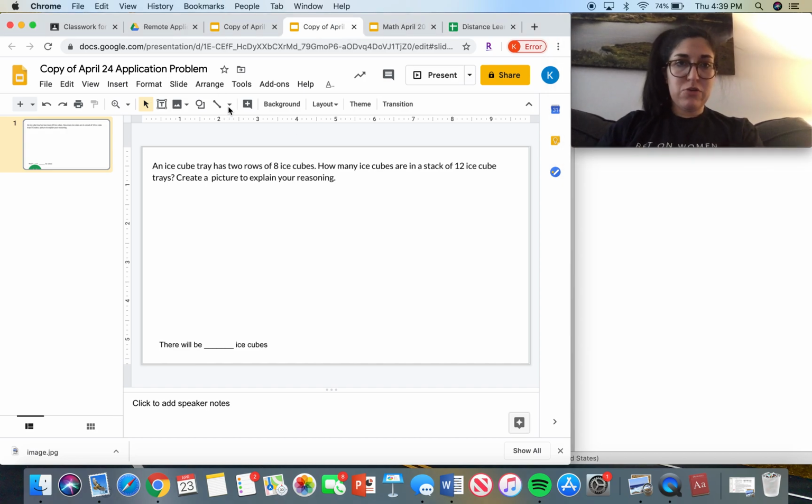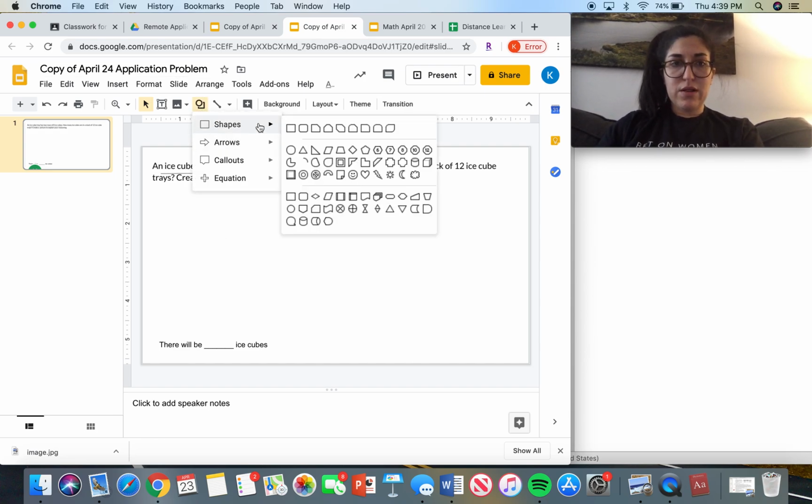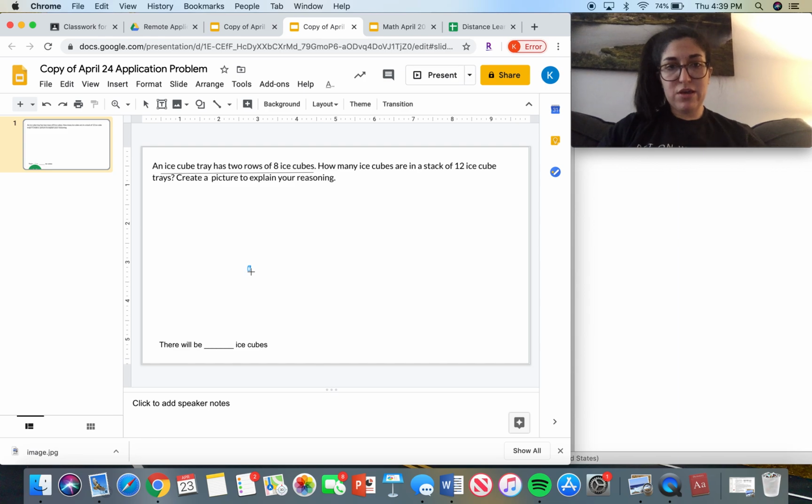So what information do we have to start with? We can start with this. One ice cube tray, one single ice cube tray, has 2 rows of 8 cubes. So how might I draw that? Well, I could do it by actually drawing out 8 ice cubes.